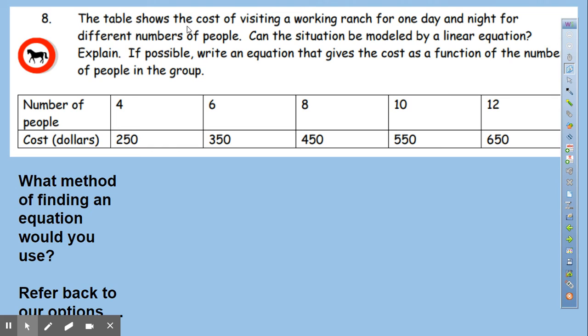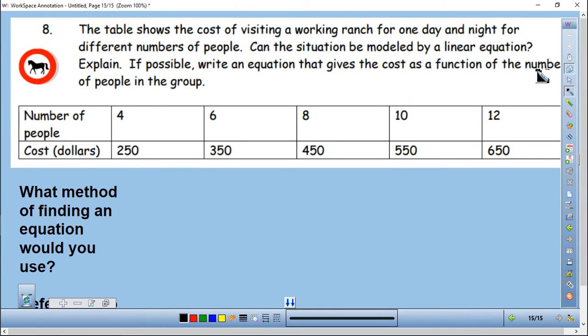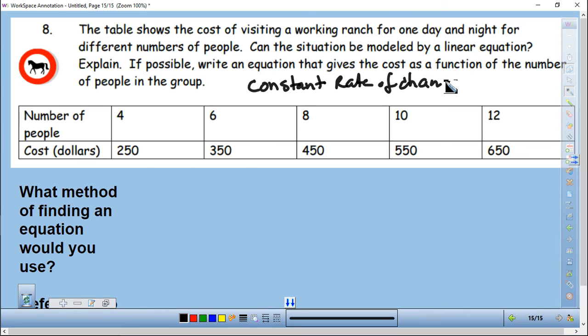A table shows the cost of visiting a working ranch for 1 day and night for different numbers of people. Can the situation be modeled by a linear equation? That's a very important question. Explain. Well, if we have a linear equation, if this conforms to a linear equation, then the one thing I absolutely must have is a constant rate of change. Or a slope.